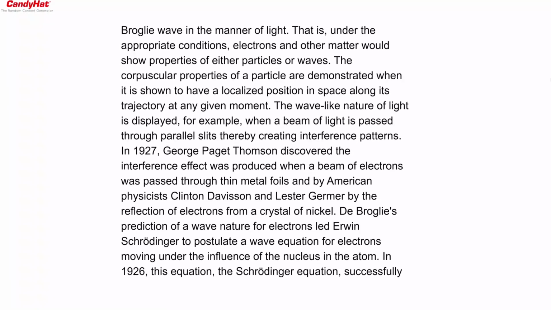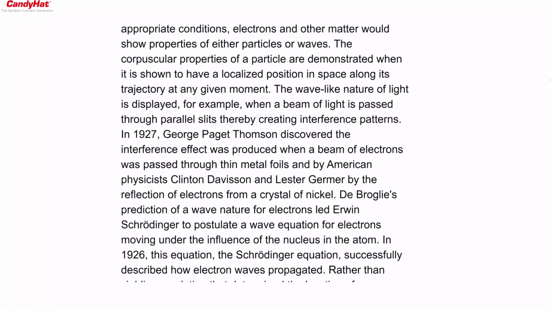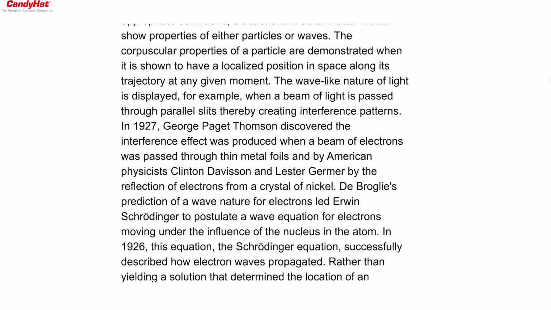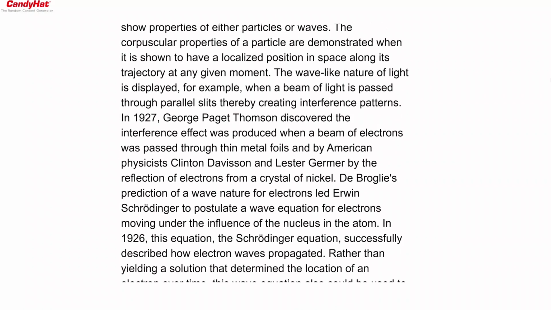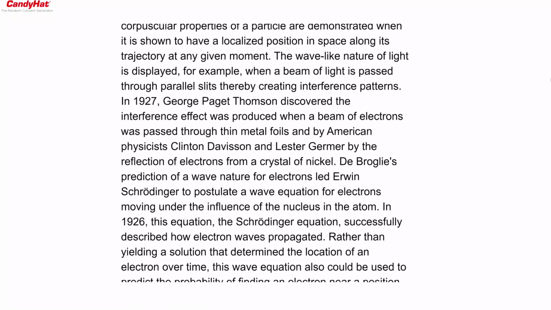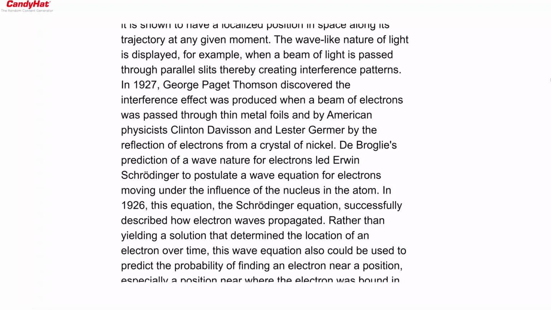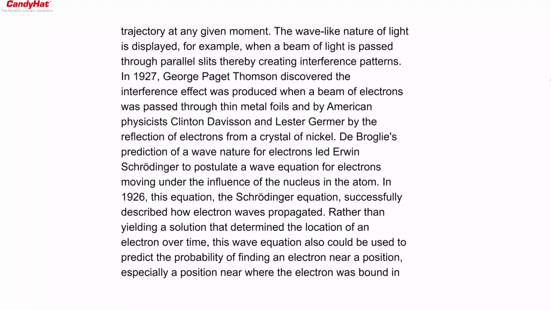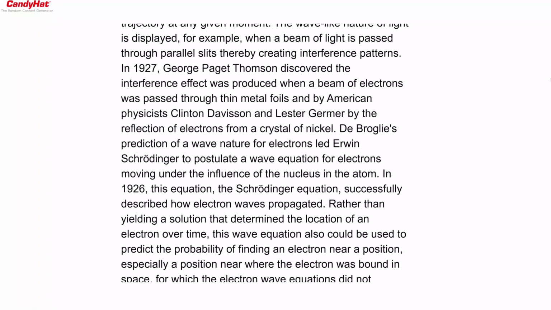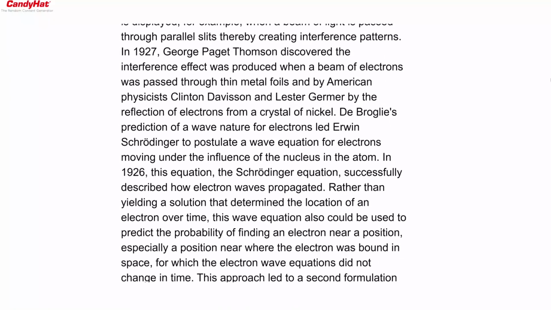In 1926, this equation, the Schrödinger equation, successfully described how electron waves propagated. Rather than yielding a solution that determined the location of an electron over time, this wave equation also could be used to predict the probability of finding an electron near a position, especially a position near where the electron was bound in space, for which the electron wave equations did not change in time.